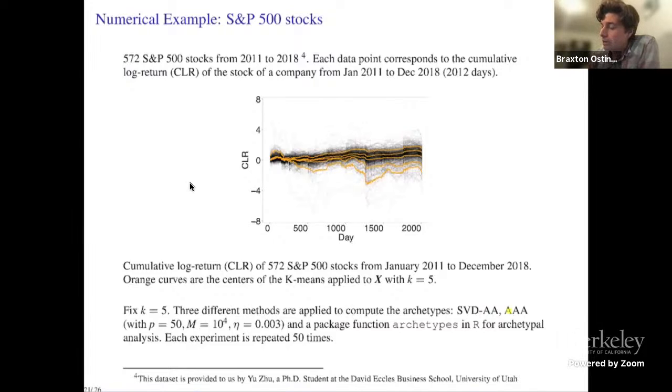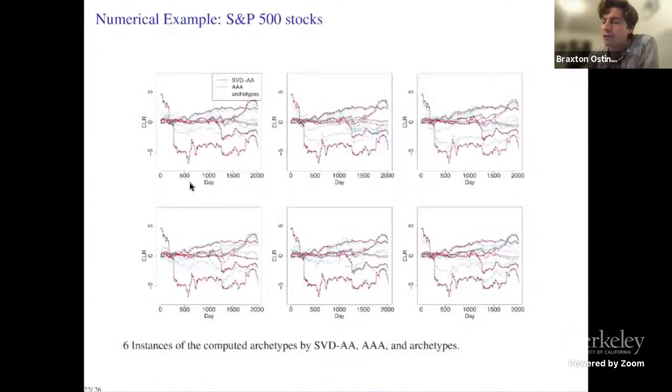One method is the method I just described, the approximate archetypal analysis method. One method is if I actually just computed the SVD and applied regular vanilla archetypal analysis. And then one uses an R package called archetypes. We're going to repeat these experiments many times, and I'll report the average behavior. The first thing I want to say is that these are some archetypes for different instances of the method. And you can see that the archetypes are stable in this method. The same time series are picked over and over again.